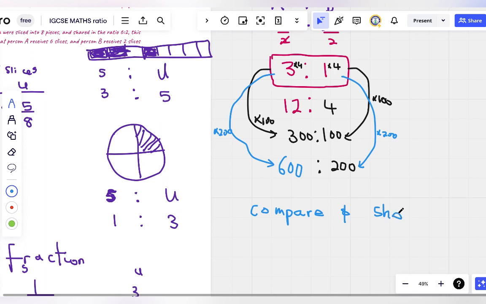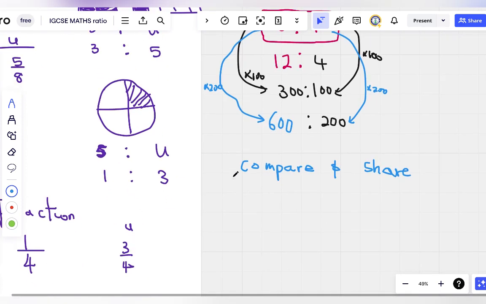We can use it to share money for a family. Now we're going to choose one family and we use ratio to share. Okay, let's say your father gives you some money. Let's say $100, for you to share in a specific ratio.